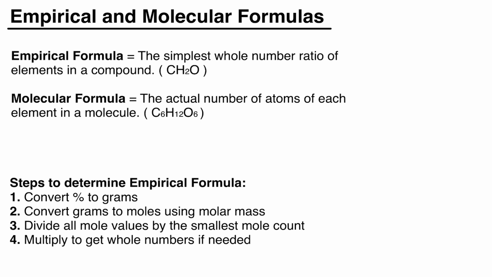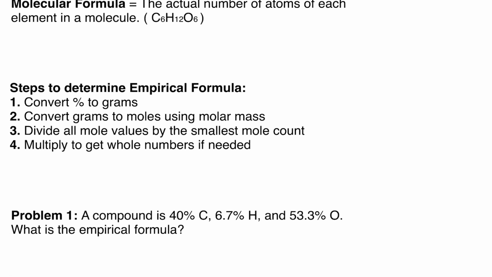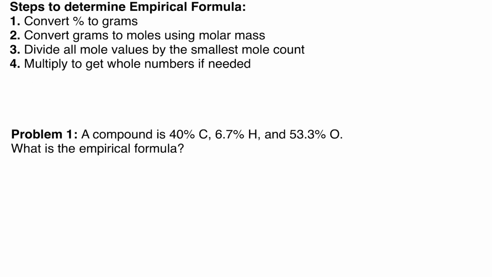So when we want to determine the empirical formula, we have 4 steps. We need to convert the percent to grams. We need to convert grams to moles using molar mass. We need to divide all mole values by the smallest mole count, and then multiply it to get whole numbers if needed. So let's go over a problem, and let's keep the steps at the top.